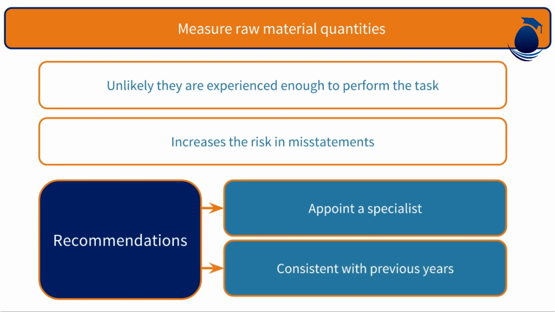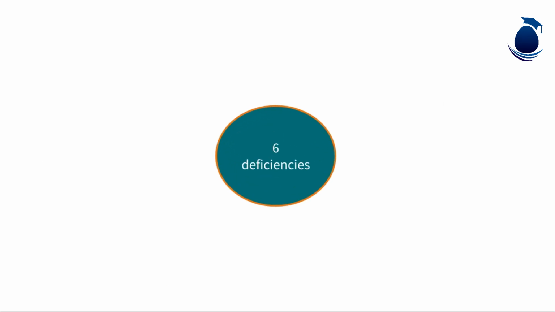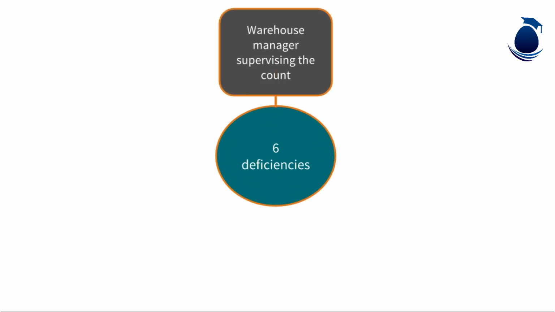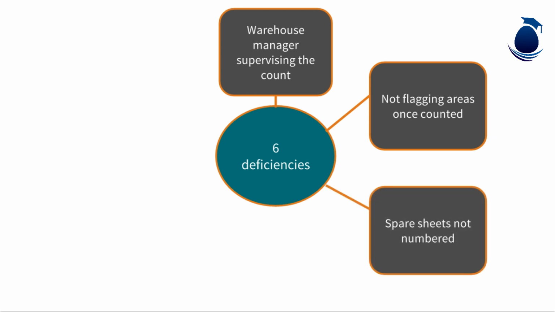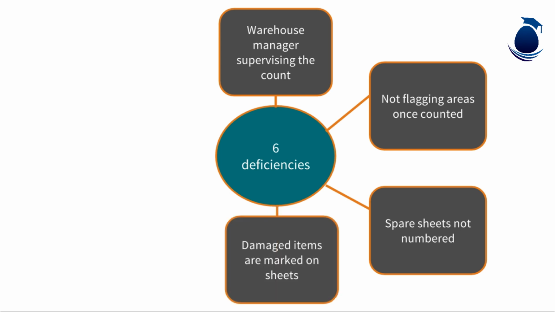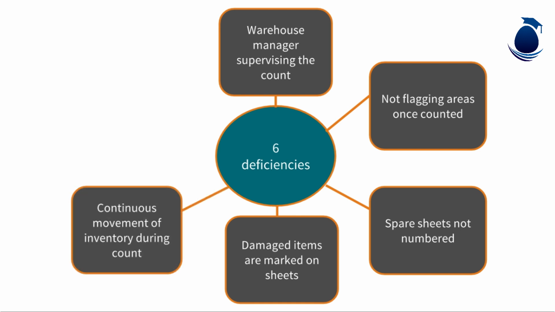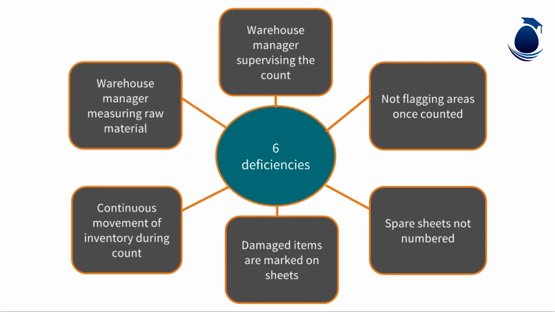years. In summary, our 6 deficiencies are: the warehouse manager supervising the count, and they should use an independent supervisor; not flagging areas once counted, and so marking areas is needed; spare sheets not numbered, so sequentially number all sheets; damaged items are marked on sheets, but should be flagged in the warehouse also; continuous movements of inventory during the count, so they should organize the movements to reduce the mistakes; and warehouse manager measuring raw materials, and so this should be undertaken by an expert.